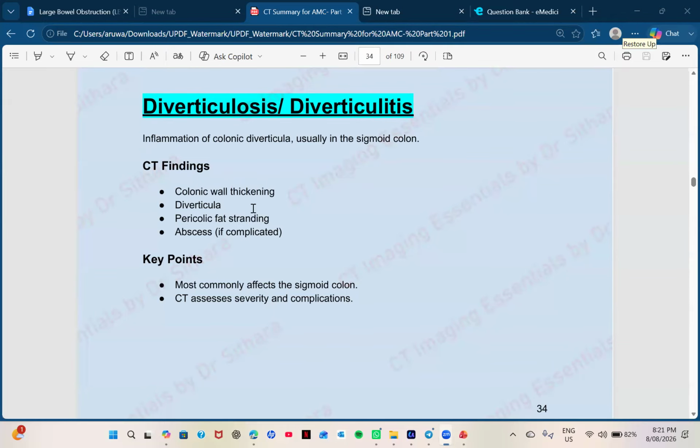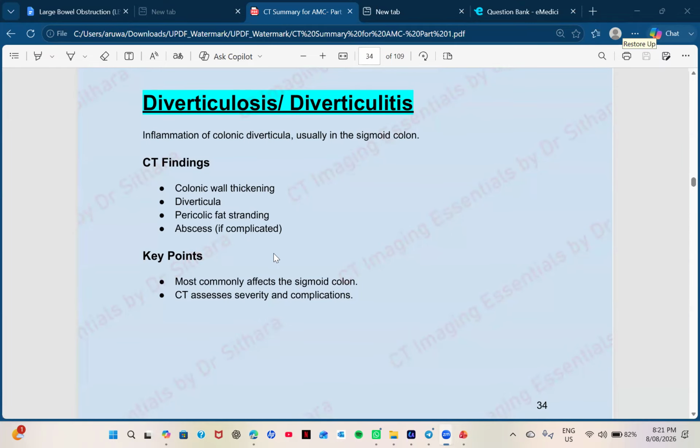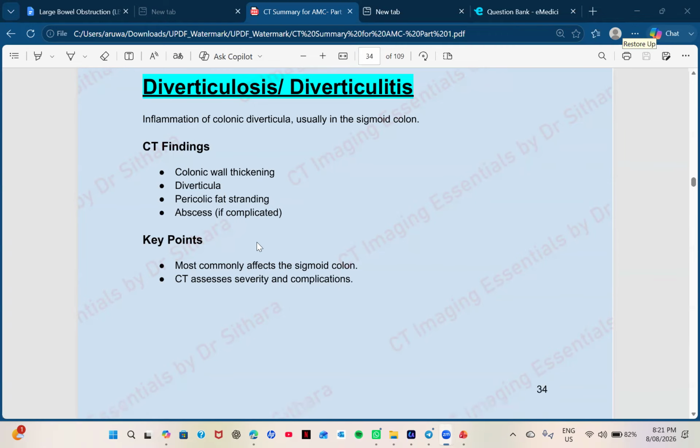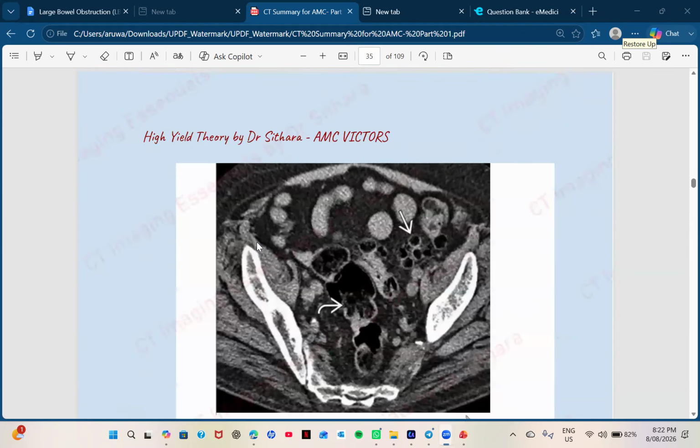So you can see the wall thickening, right? The inflammation, the diverticula, right? In some cases you can clearly see the diverticula, pericolic fat stranding, and sometimes in severe cases you can see the abscess as well, right? Because we all know we have uncomplicated diverticulitis and complicated diverticulitis, right? One of the clinical manifestations in the complicated one is the abscess, right? So like that. So I'll show pictures.